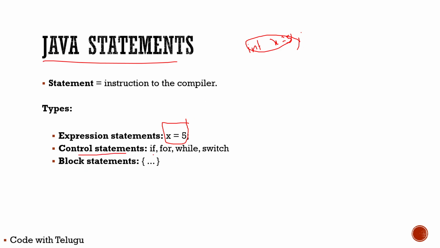Next, control statement. Control statement means conditions. If is a condition, for is a condition, while is a condition. If means we first check the condition, then we perform some task. For means we can do one task repeatedly a number of times. For i = 5, I want to repeat the task 5 times. At that time we can use a for loop. Block statements, we have already discussed.